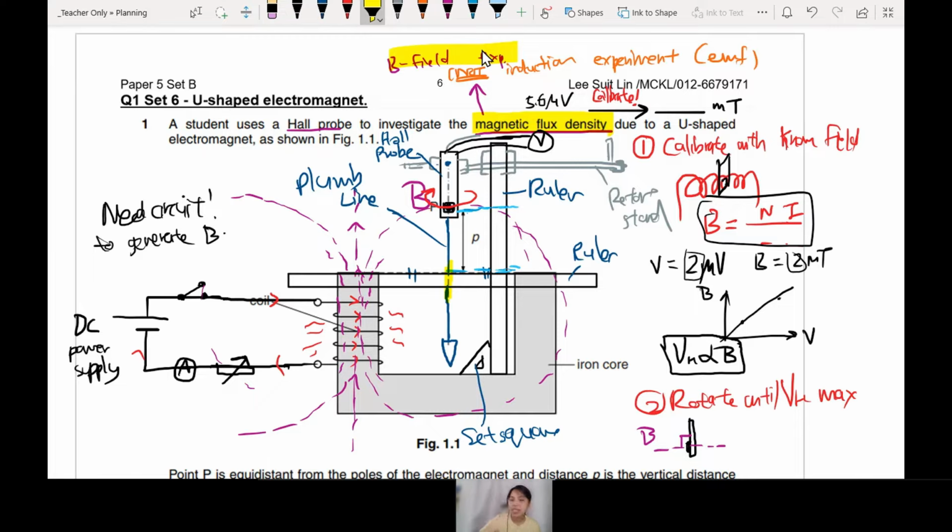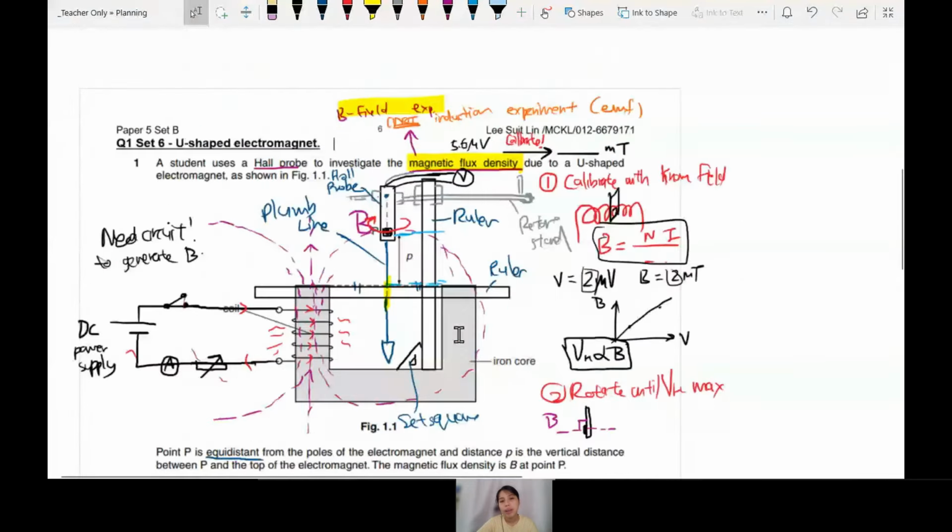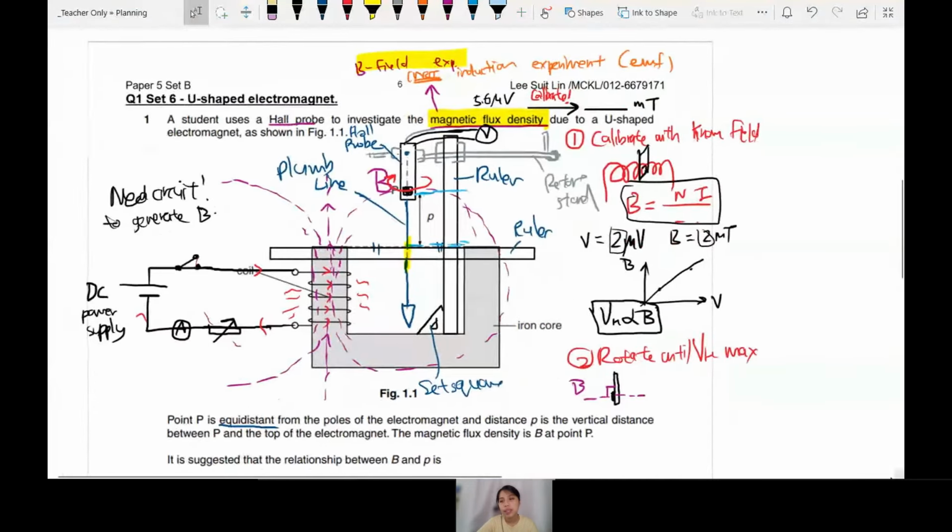So what if it's an induction experiment? How would it look? How would you change this experiment to become induction? Think for a moment. How would you change this experiment and turn it into an induction experiment? The characteristic of a magnetic flux density experiment is like this.